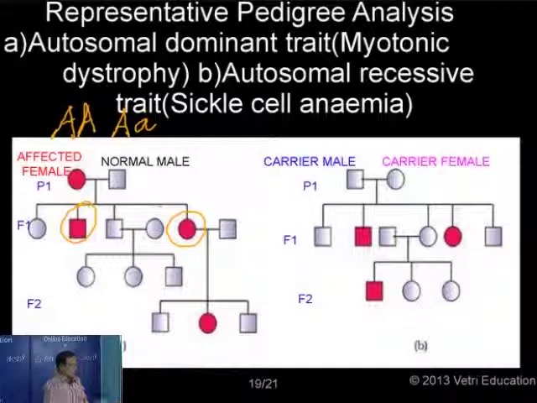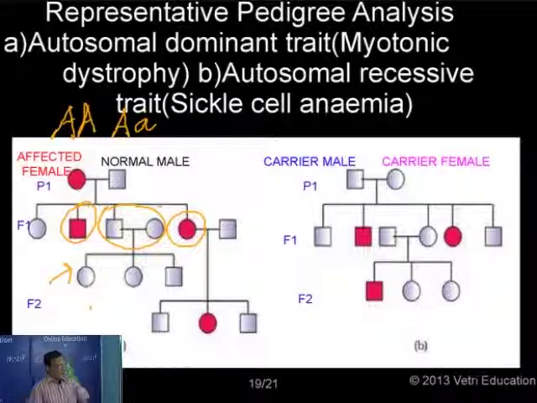That is why in the next generation, in the F2 generation, all these individuals result from a marriage between this individual and this individual, and they also become normal, only when these two individuals are normal. Then what about this one?